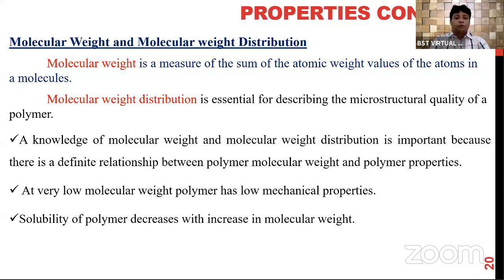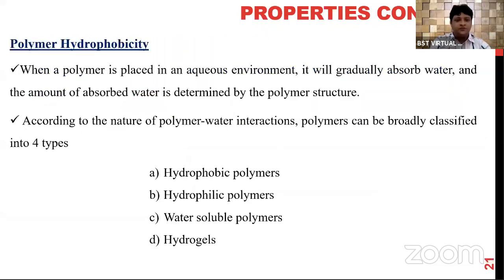How the polymer will react to a particular substance, and how a polymer is solubilized in a particular solvent system, depending on this, the dosage form will be designed. This is the major factor which impacts the selection of polymer for a particular dosage form. That is the first property, molecular weight and molecular weight distribution.